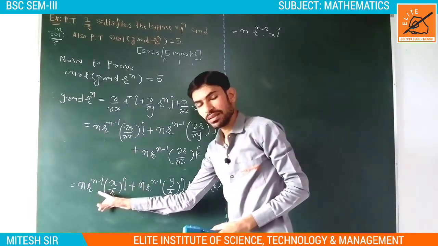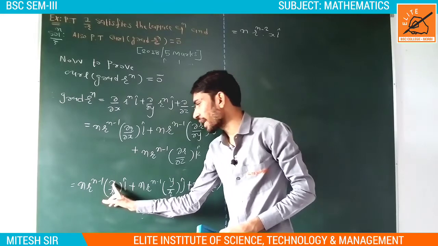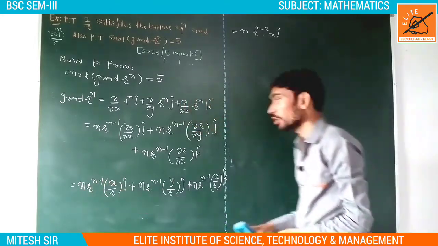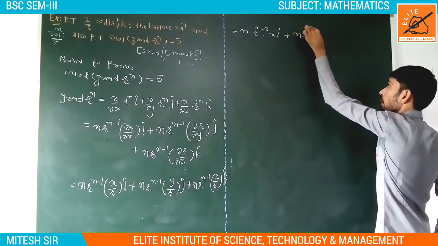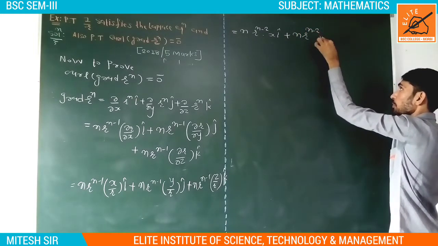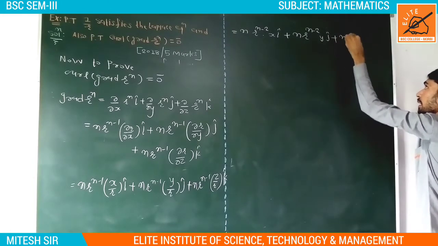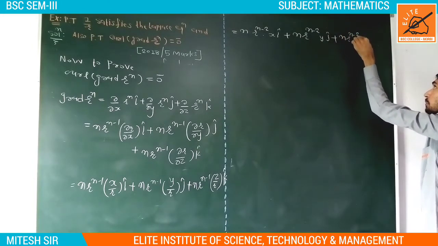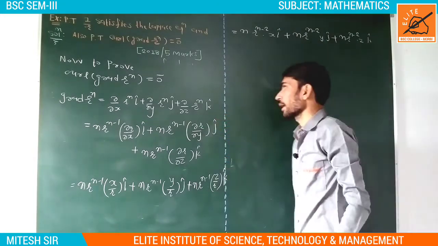One r gets cancelled, so r raised to n minus 1 becomes r raised to n minus 2. So remaining here is x into n r raised to n minus 2. Similarly n into r raised to n minus 2 into y j cap plus n r raised to n minus 2 into z into k cap. So this is the gradient of r raised to n.